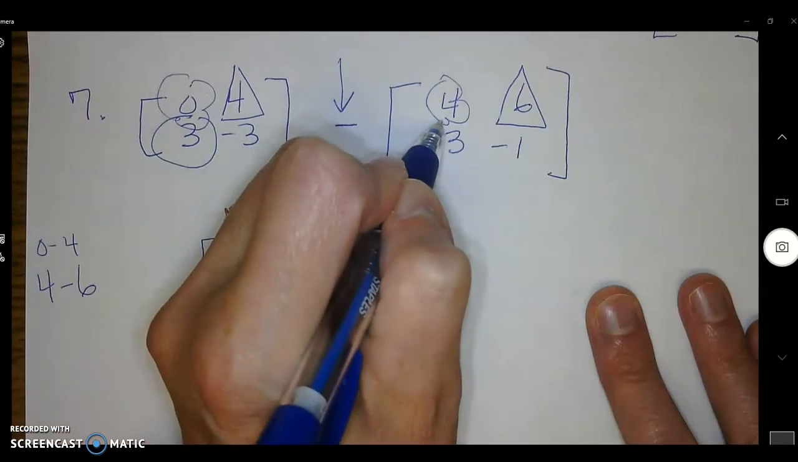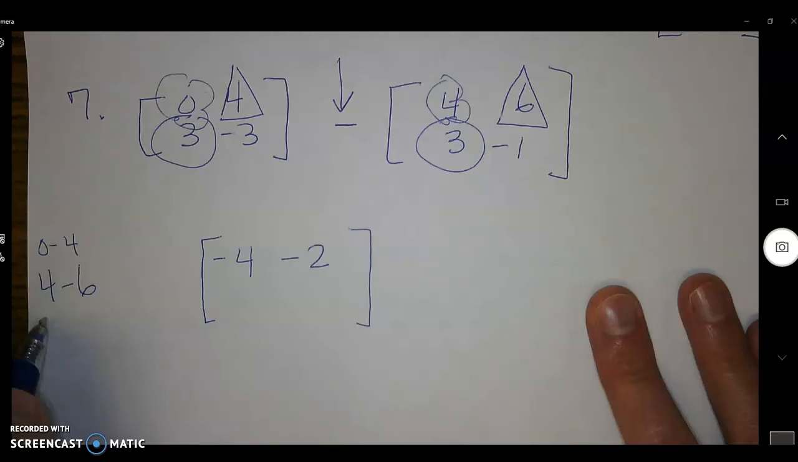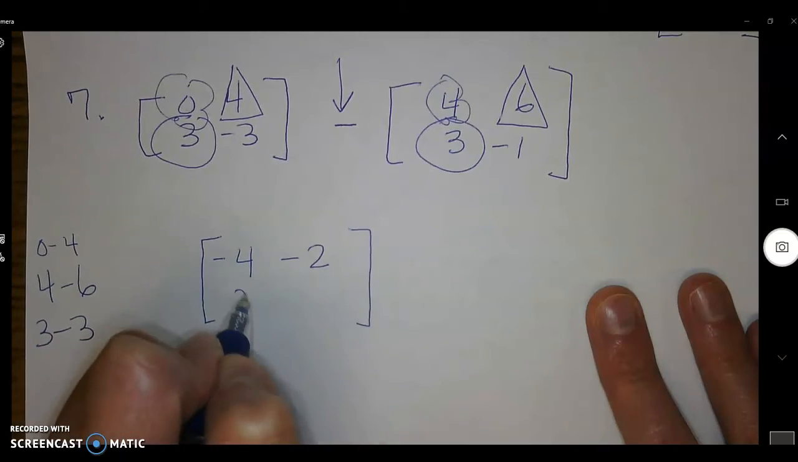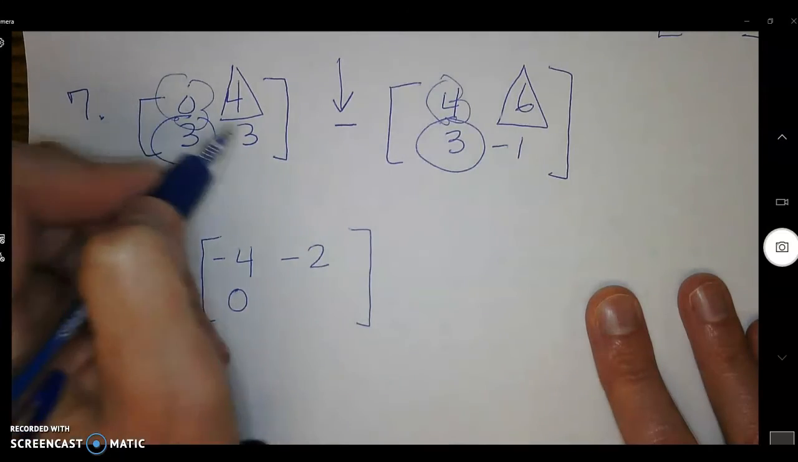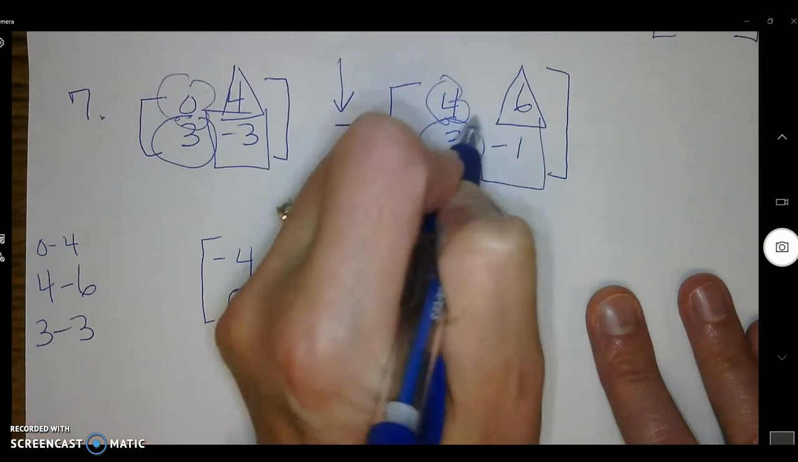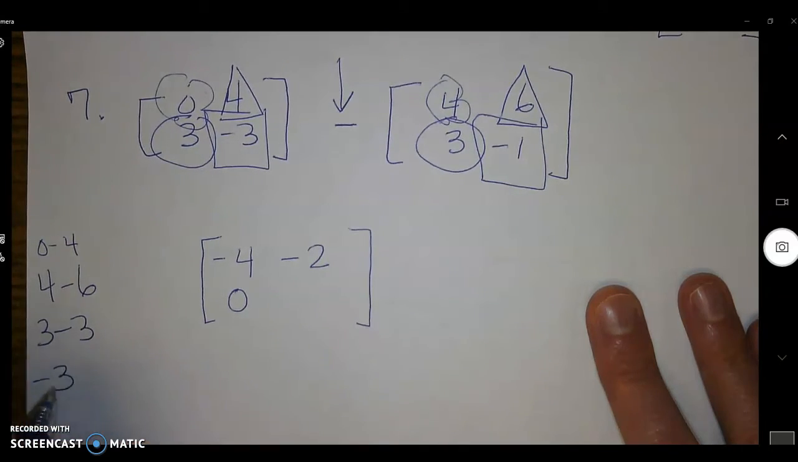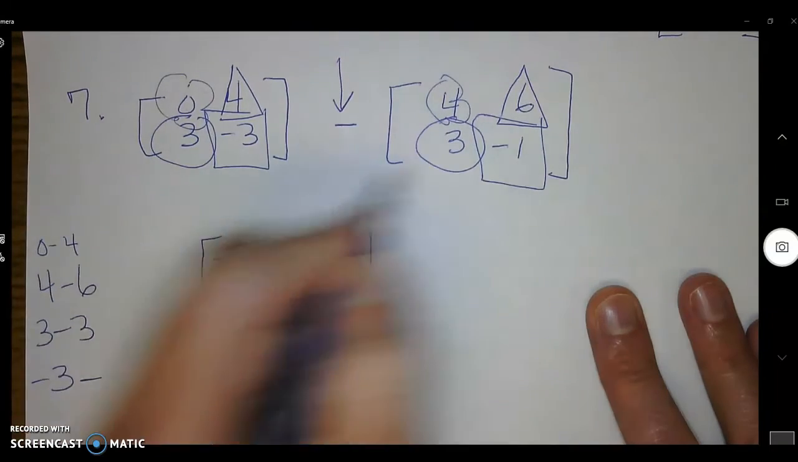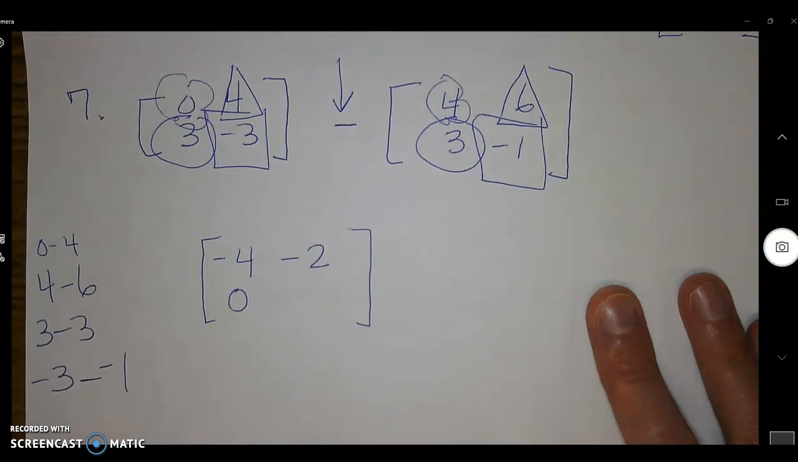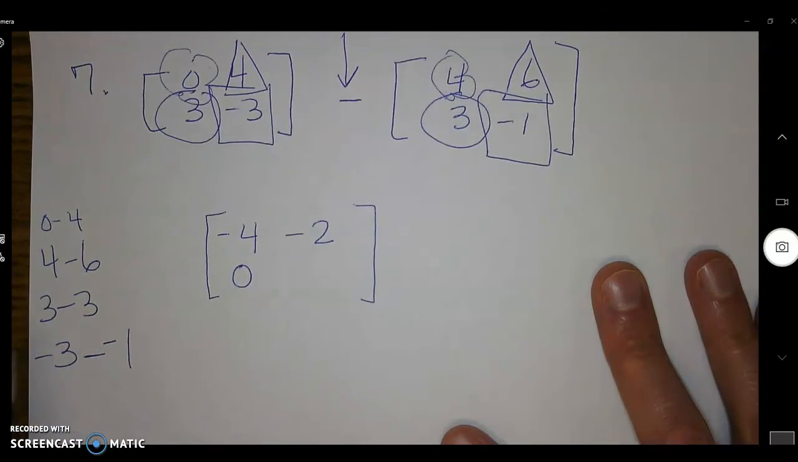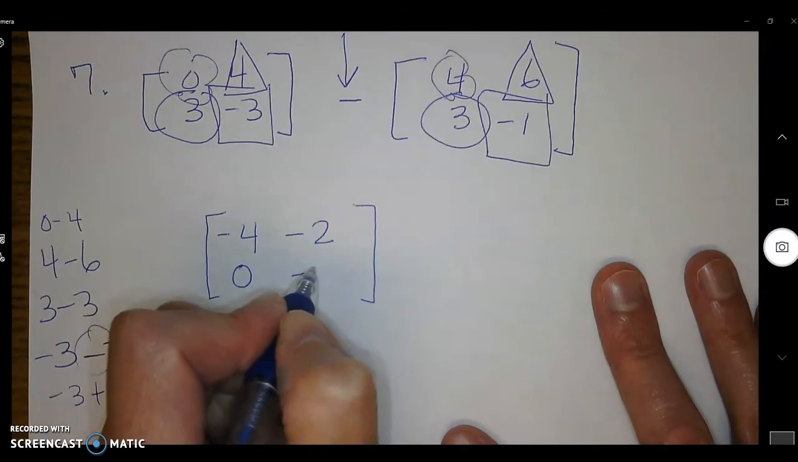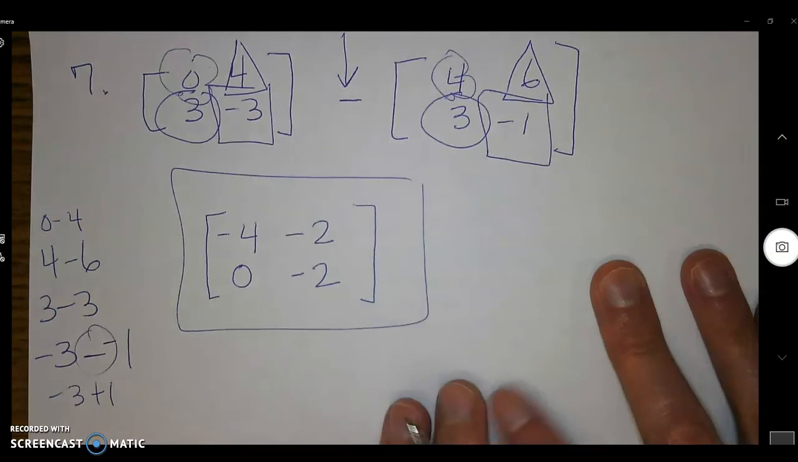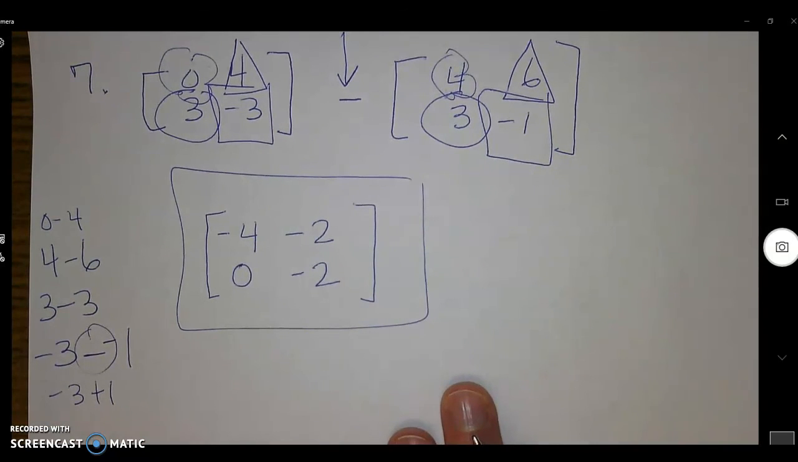Bottom left, 3 minus 3, 0. And finally, this last one here, we'll put a square around it. Negative 3 minus negative 1. So watch that. There you got double negatives going on. So this is turning out to be negative 3 plus 1, which is a negative 2. That is how you add and subtract matrices.